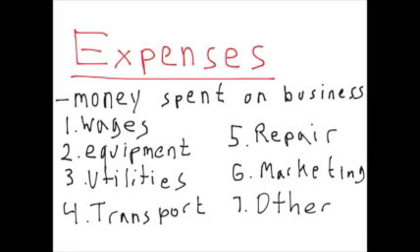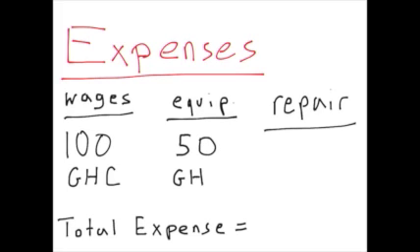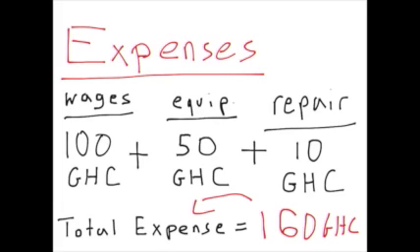Now, let's look at an example. If, in the last period, the batik business spent 100 Ghanaian cedi on wages, 50 Ghanaian cedi on equipment, and 10 Ghanaian cedi on repairs, then, in that period, the batik business spent 160 Ghanaian cedis as total expenses.